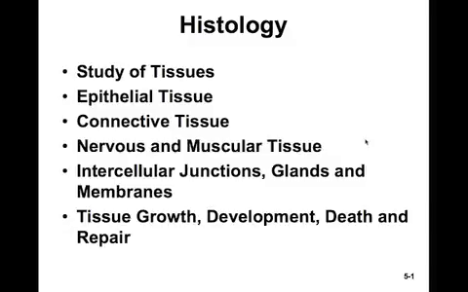In this chapter, we'll be studying tissues. We'll look at various types of epithelial tissue. We'll look at various connective tissues. We'll then look at nervous and muscular tissues, intercellular junctions, glands, and membranes, as well as tissue growth, development, death, and repair. There is a lab associated with this section in which you will prepare a survey of the various tissue types and where they're located. You will find that assignment listed within the content for this chapter.